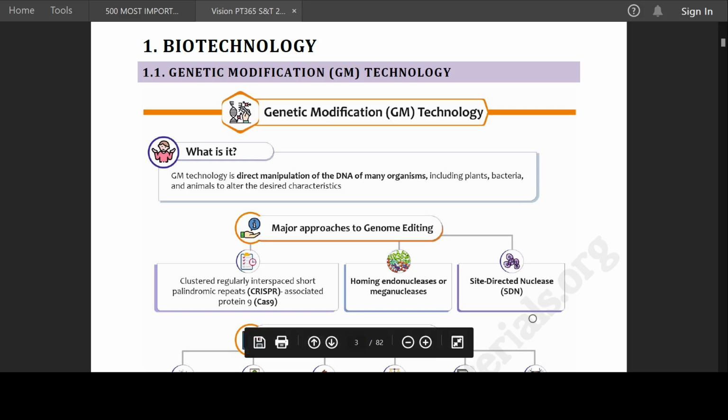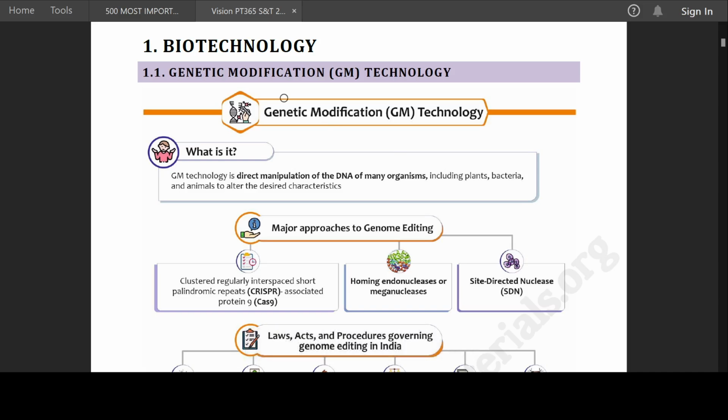Okay, let's start. So, starting with the first topic, biotechnology, genetic modification technology. What is it? Genetic technology or genetic modification technology is a direct manipulation of DNA of many organisms. The term itself tells you what is the meaning behind it, including plants, bacteria, animals, to alter the desired characteristics.